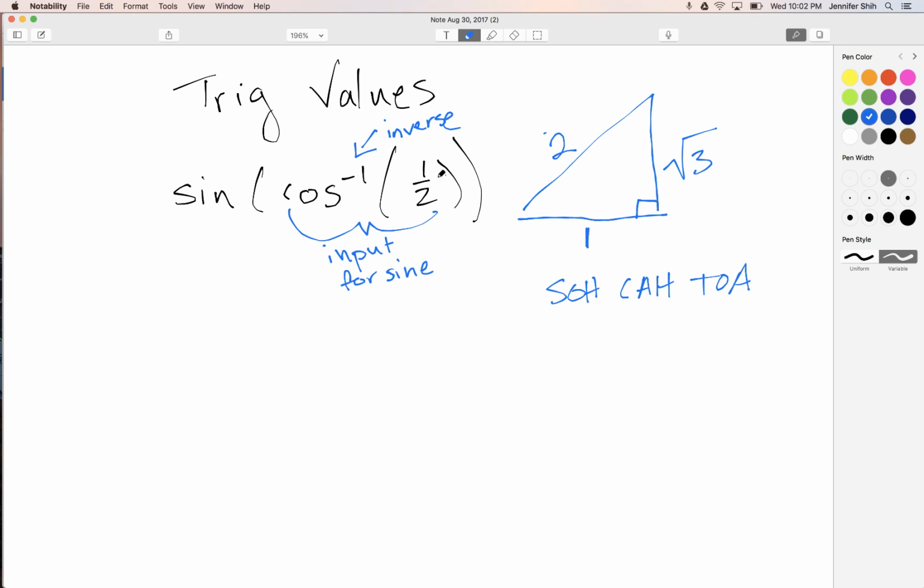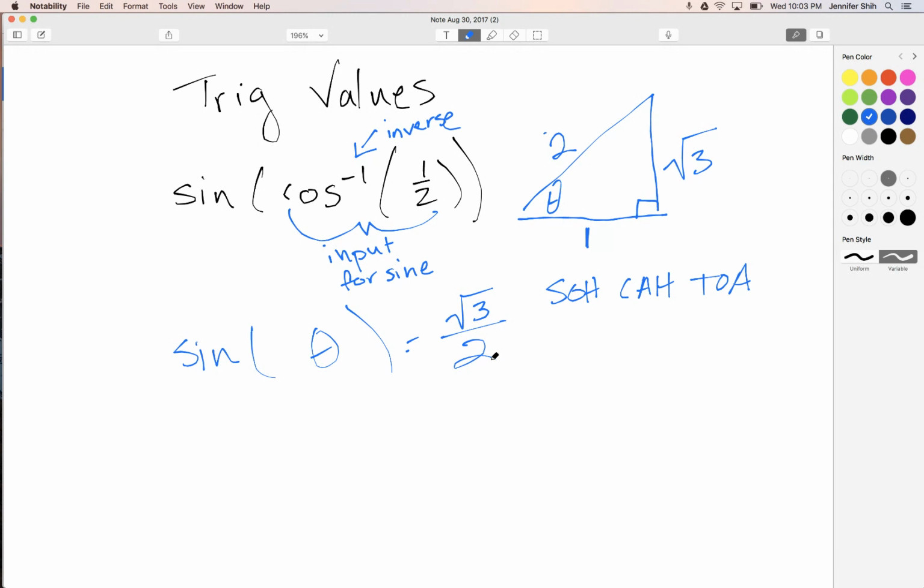Now, this input in blue says: what angle makes this cosine 1/2? And it's this angle theta. I know what this angle is because I know it's a 30, 60, 90 right triangle. You don't actually have to know what the angle is, because all this is now saying is: what is the sine, or the opposite over the adjacent, of this theta, whatever theta is? We don't know what it is. So the opposite is root 3 and the adjacent is 2.